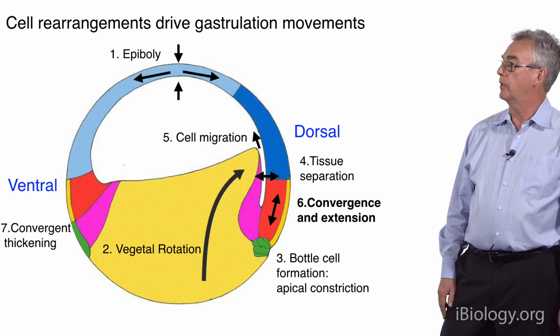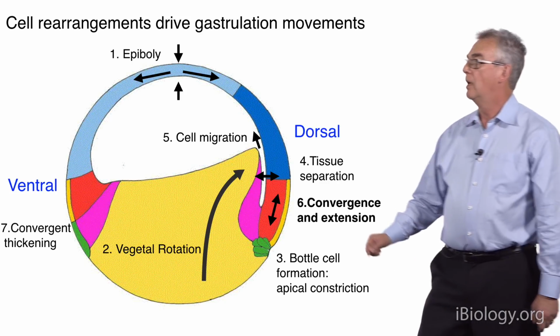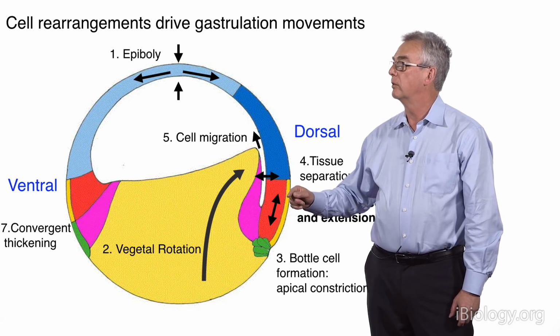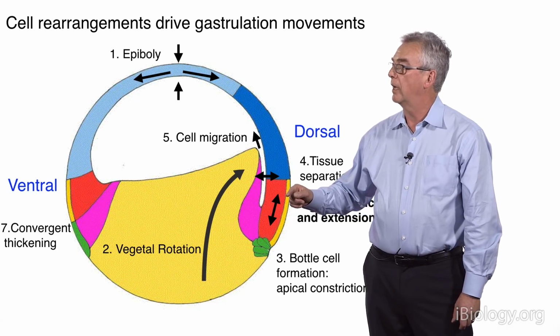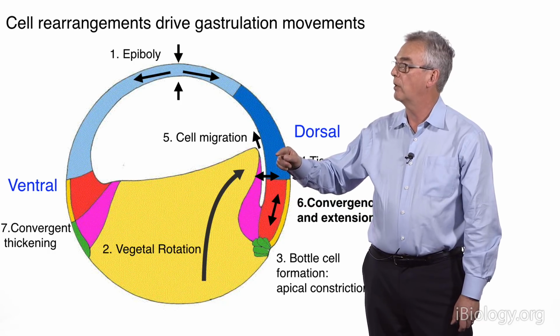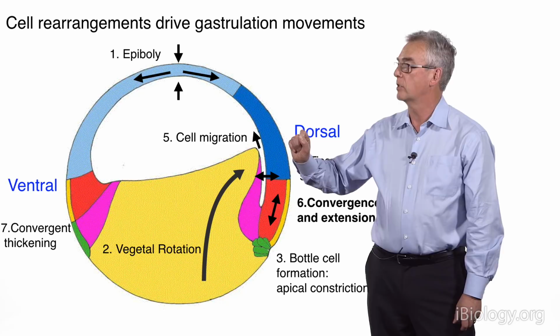Okay, we've done the first 5, and the final one is we're going to do convergence and extension. And that is the process whereby this red tissue becomes very long. This occurs not only in the mesoderm, making the notochord, but also up in the spinal cord, the prospective spinal cord, which is just up here.